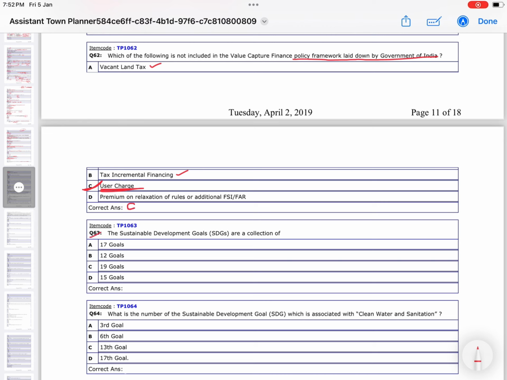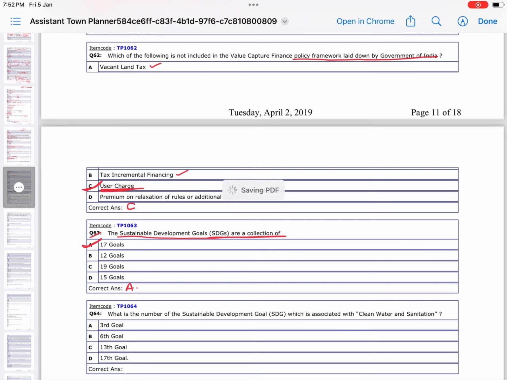Question number 63. The Sustainable Development Goals, SDGs, are a collection of 17 goals, and I think you should go through them, not in detail, but at least you should know which goal is which one. You have to remember that.